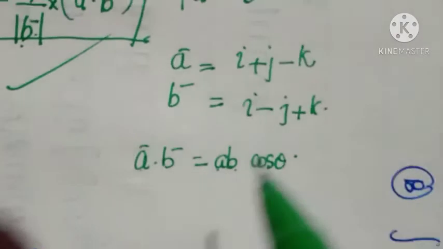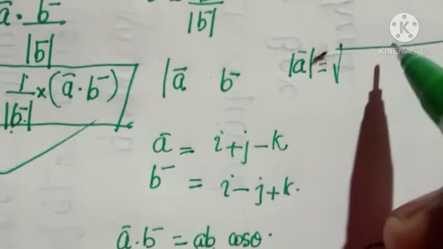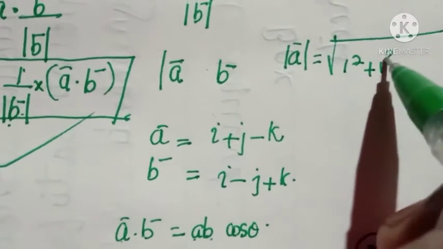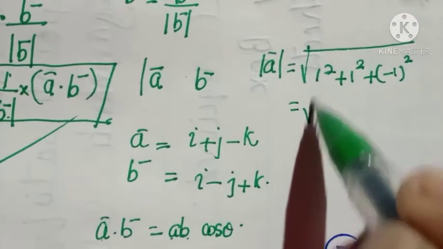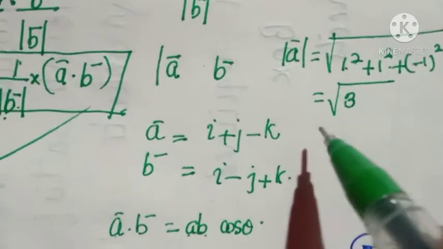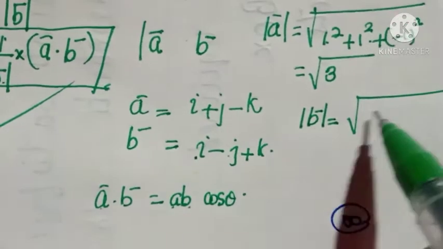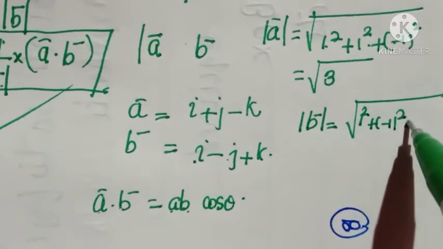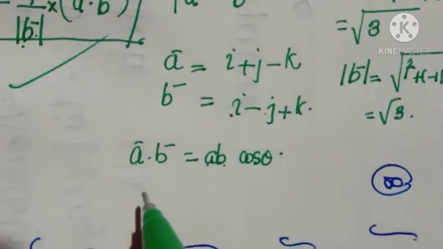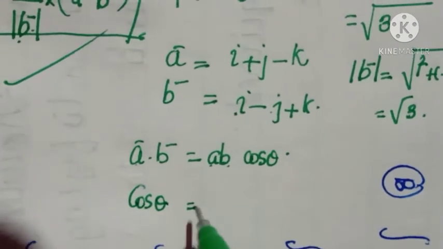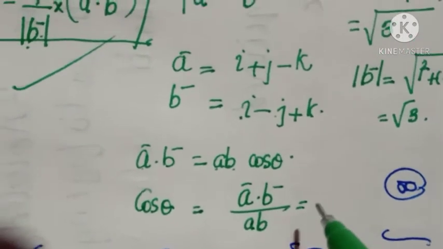Okay, let's see the magnitude of vector A. Magnitude of vector A is obtained by root of 1 square plus 1 square plus minus 1 square. Okay, coefficient squares. So it is 1 plus 1 plus 1, root 3. Now the magnitude of vector B: 1 square plus minus 1 square plus 1 square. Again it is root of 3. Now cos theta. Our question is to find the angle. So cos theta is equal to A dot B by AB. Now find A dot B.